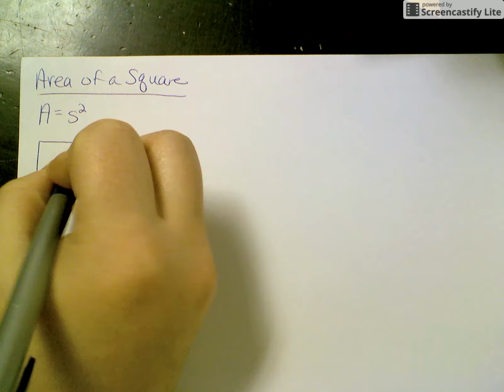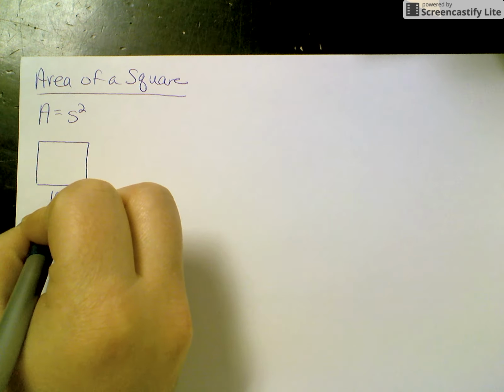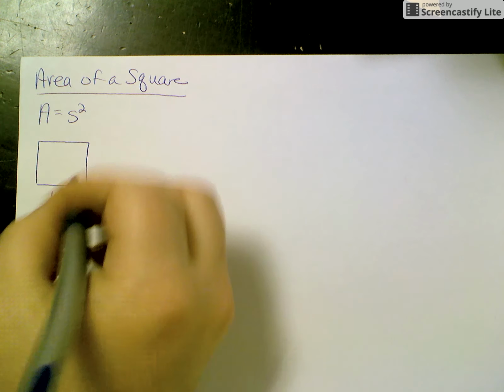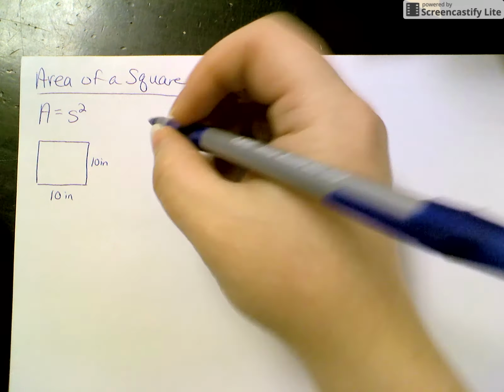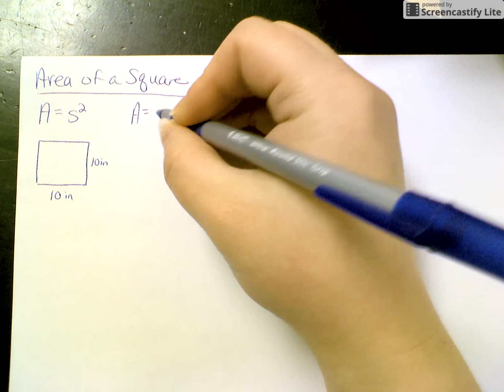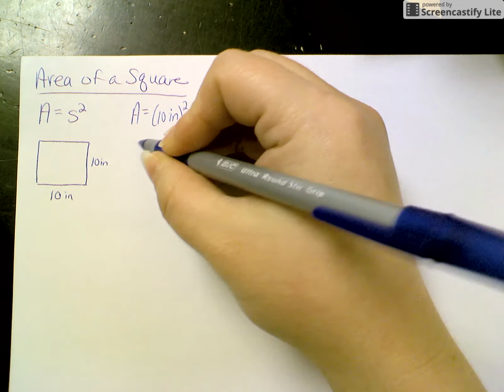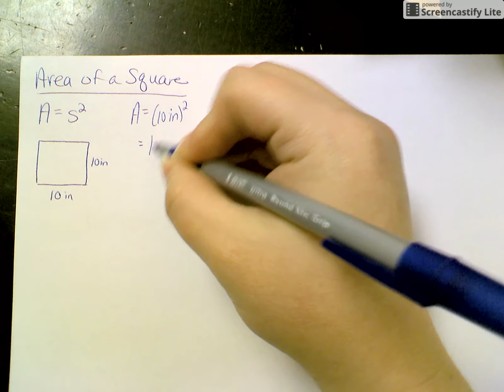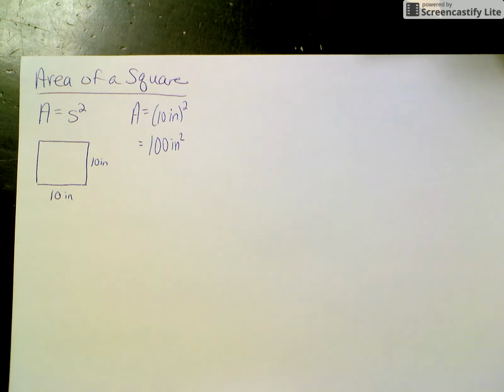So we could start off with a square. Maybe the side here is 10 inches. That means all of those sides would be 10 inches. So I would simply need to plug that into my formula. The area would be 10 inches squared. 10 squared would give you 100. And then we have to be careful with our units. They will always, for area, be square units. So the area of this particular square would be 100 square inches, or inches squared.